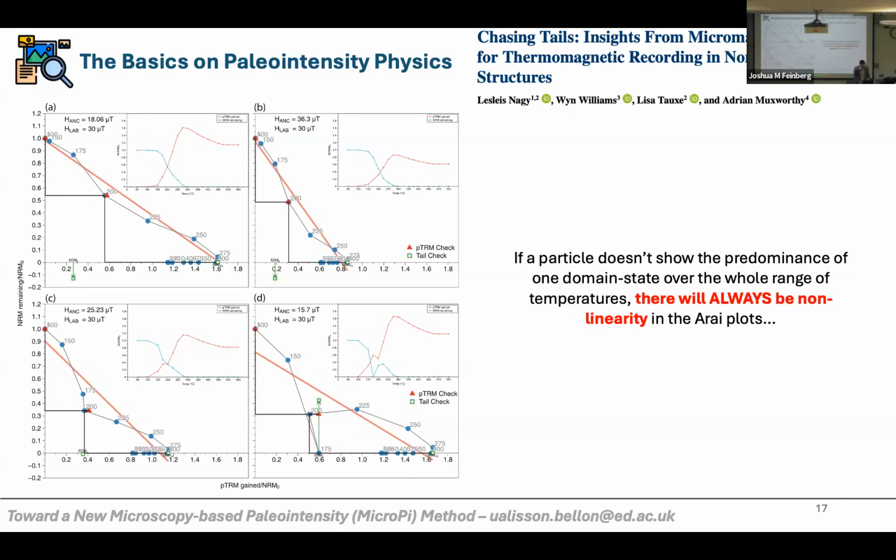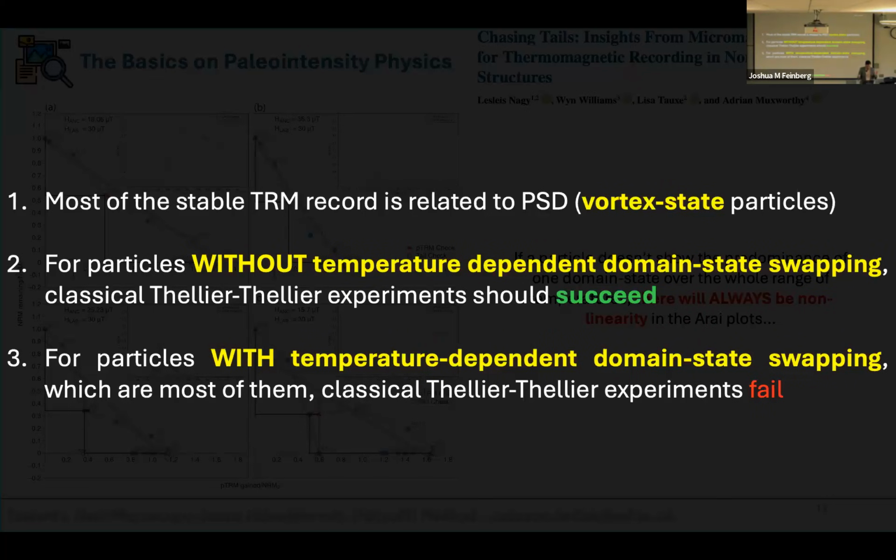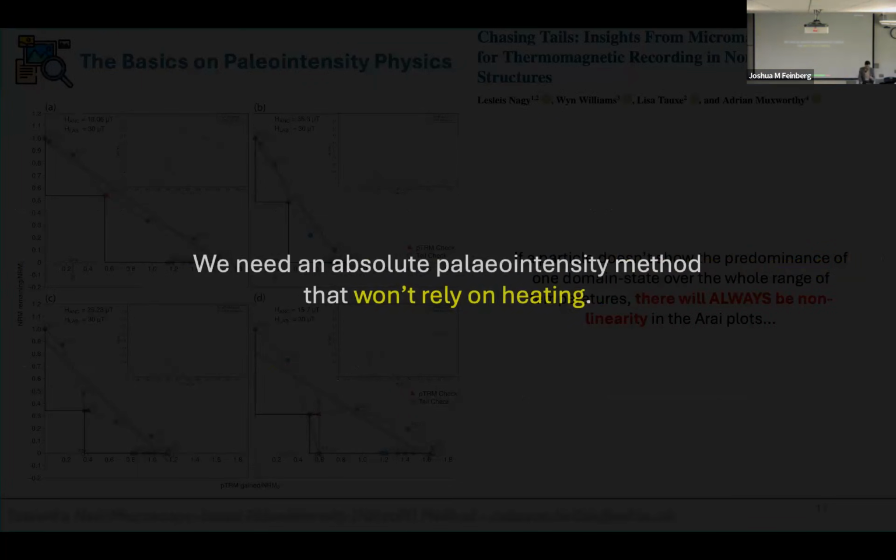So the problem here is some of these grains can actually behave well, but most of them will behave poorly. So the problem here is heating. Heating will change how thermal and magnetic energy are basically fighting against each other. And then if you heat a sample to a given threshold, one domain state can just change to the other.